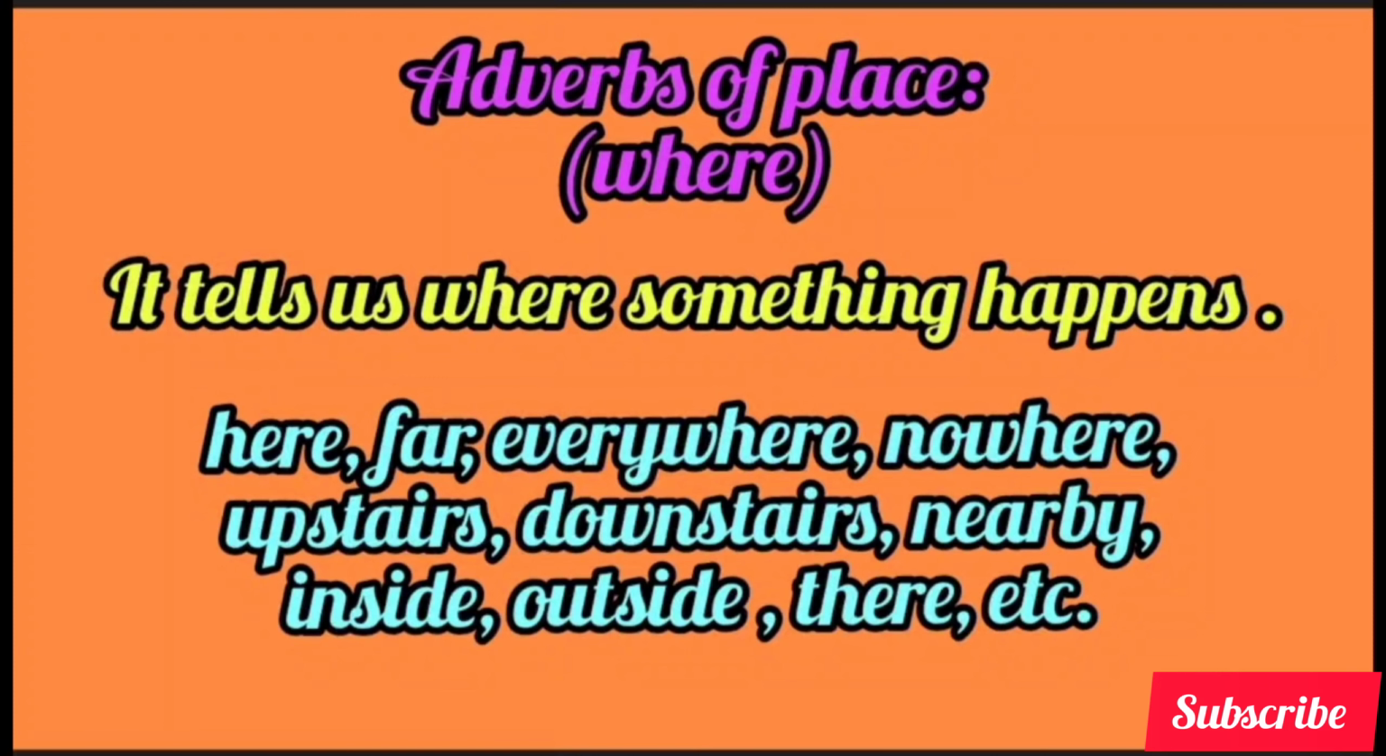The next type would be adverbs of place. It answers the question where. It tells us where something happens. Now words like here, far, everywhere, nowhere, upstairs, downstairs, nearby, inside, outside, there, etc. These words belong to the category of adverbs of place. You have to remember such words.